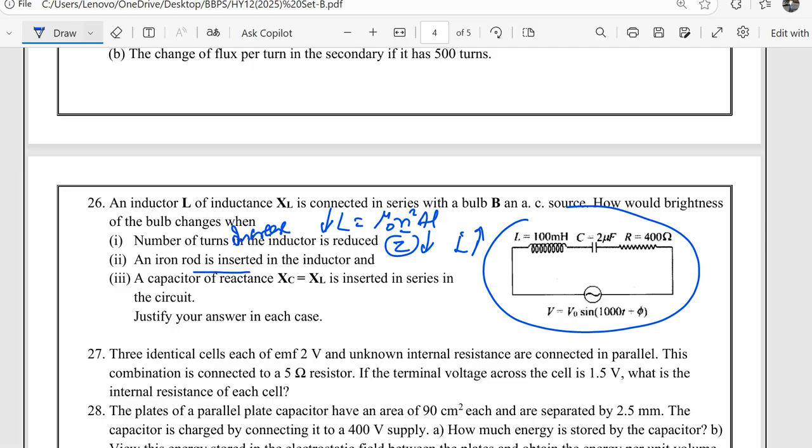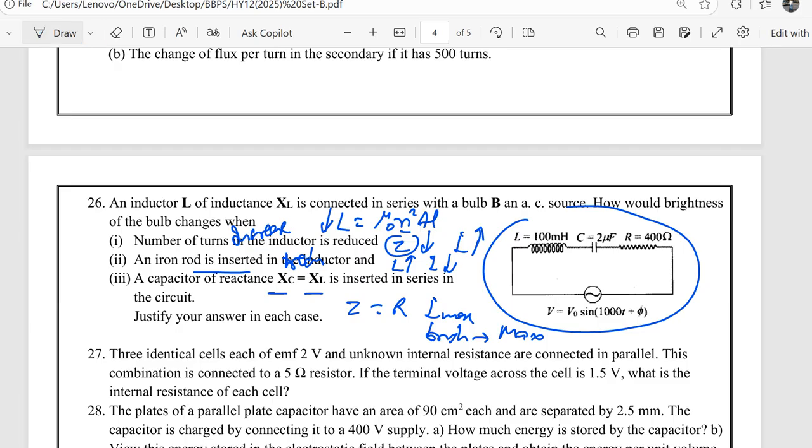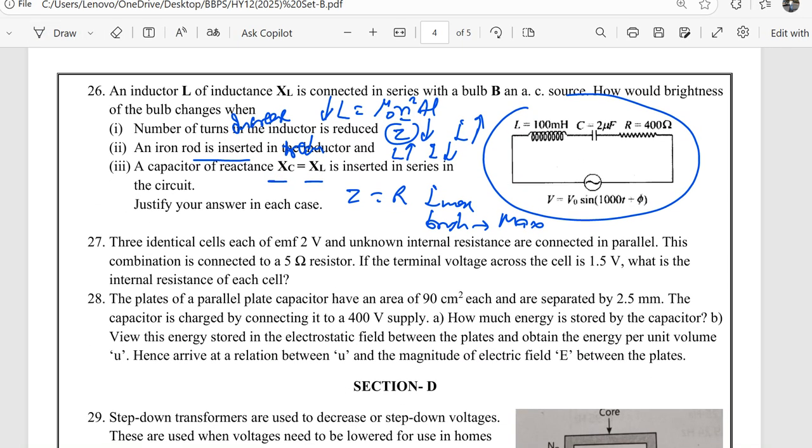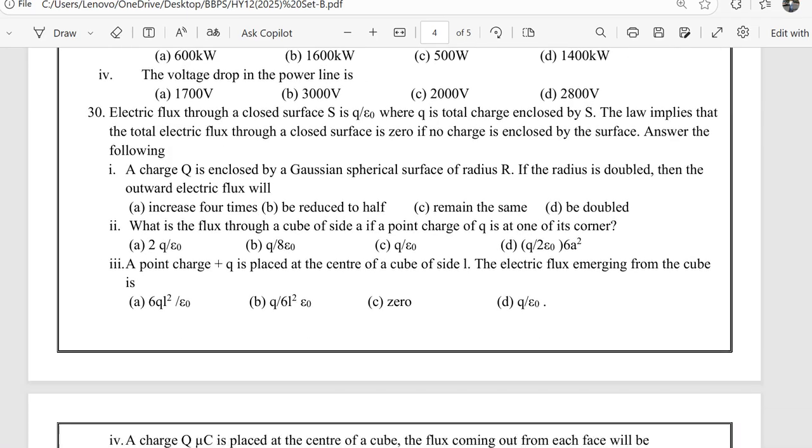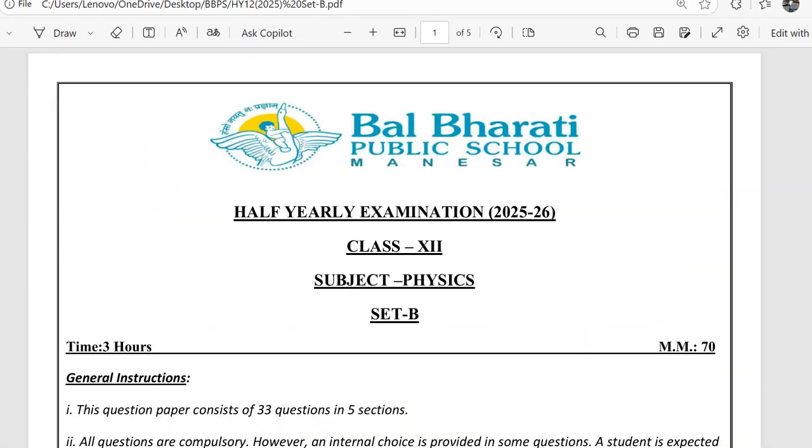Iron rod is inserted, so now the self inductance L will increase. So current will decrease, so brightness will reduce. And when XC is equal to XL, Z will be equal to R only. So current will be maximum, so brightness will be maximum, meaning it will increase. Okay. Now 27 same, 28 same. All others are the same. So that is the solution of set B also. Thank you.